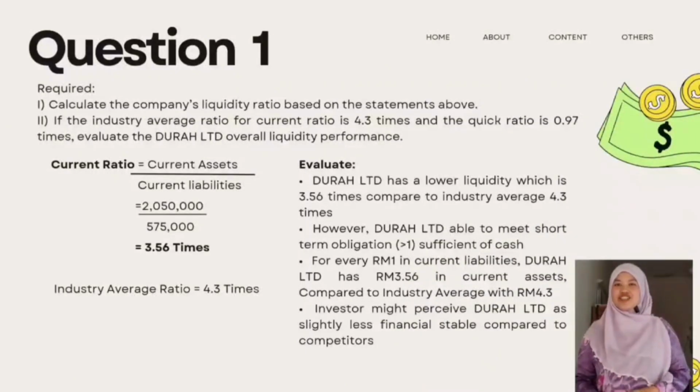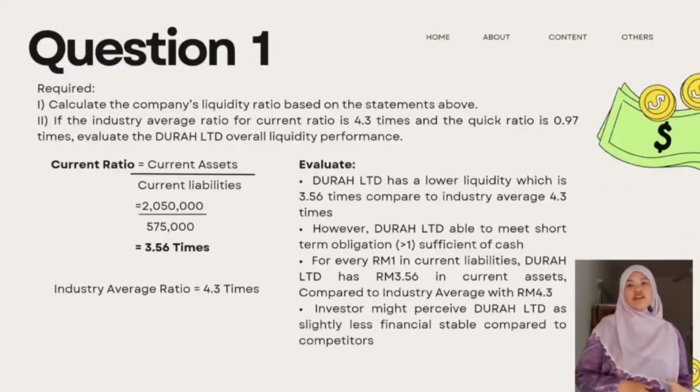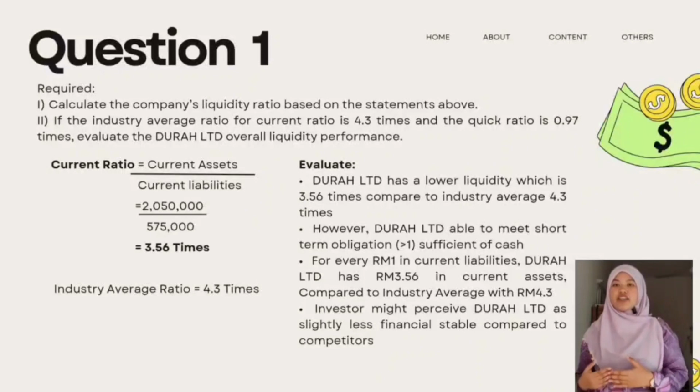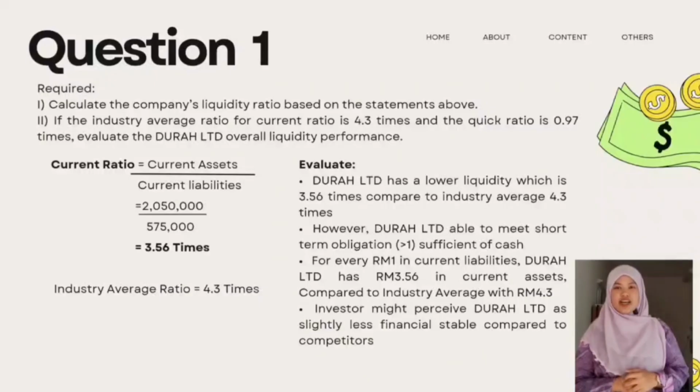In liquidity ratios, we have three things we need to calculate. First is the current ratio. The current ratio is to assess a company's ability to pay its short-term obligations with short-term assets. The formula is current assets divided by current liabilities. We're given in the financial position that current assets are 2,050,000 and current liabilities are 517,000. After dividing these two, we got 3.56 times.